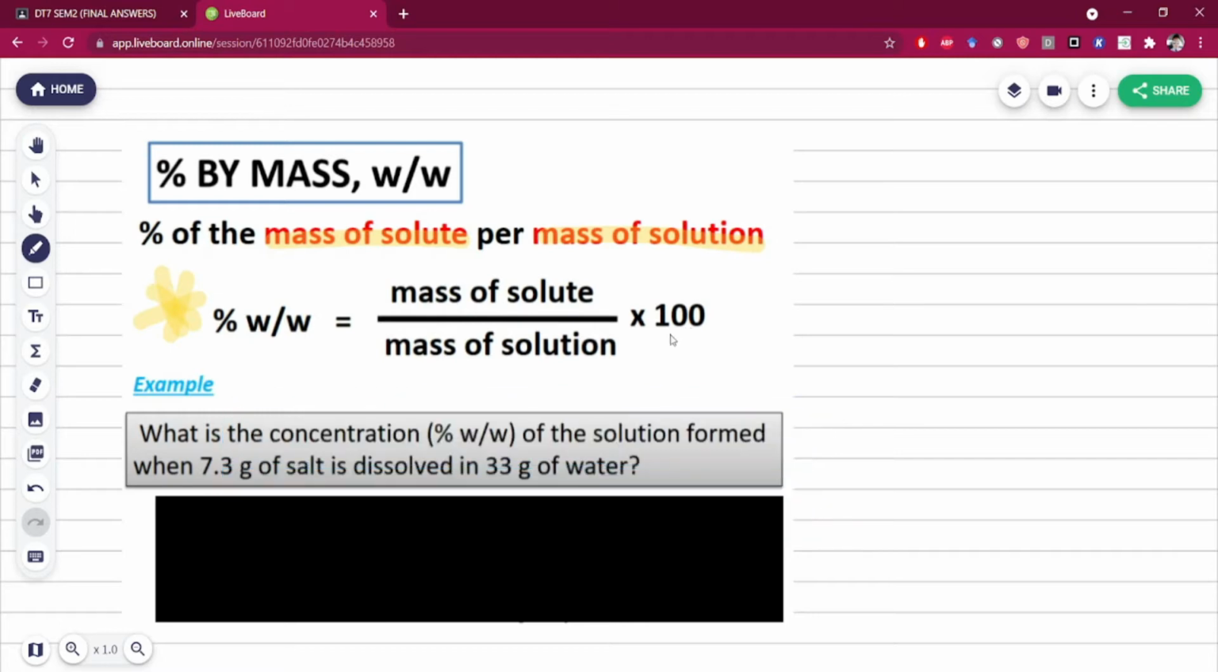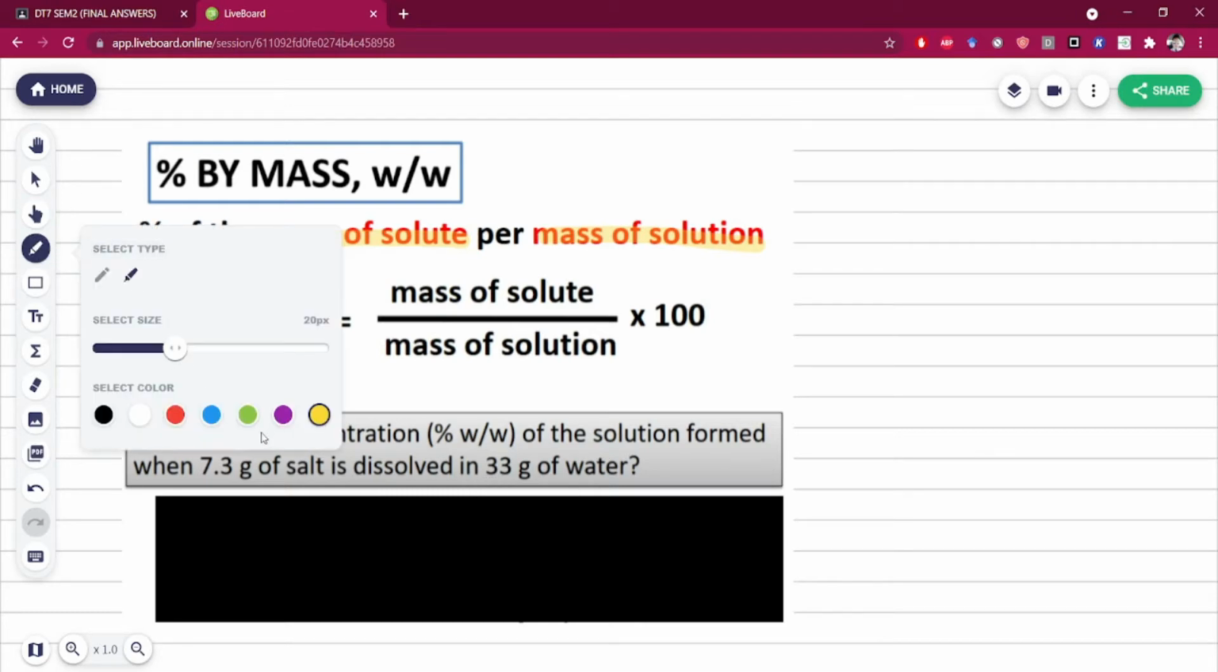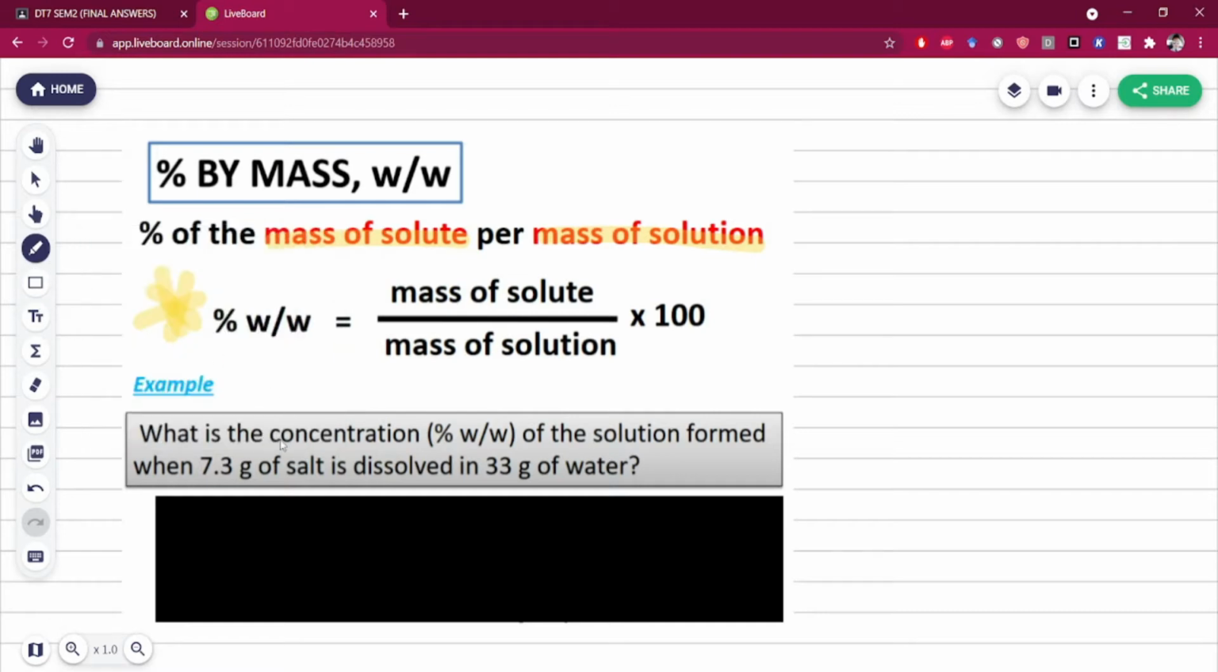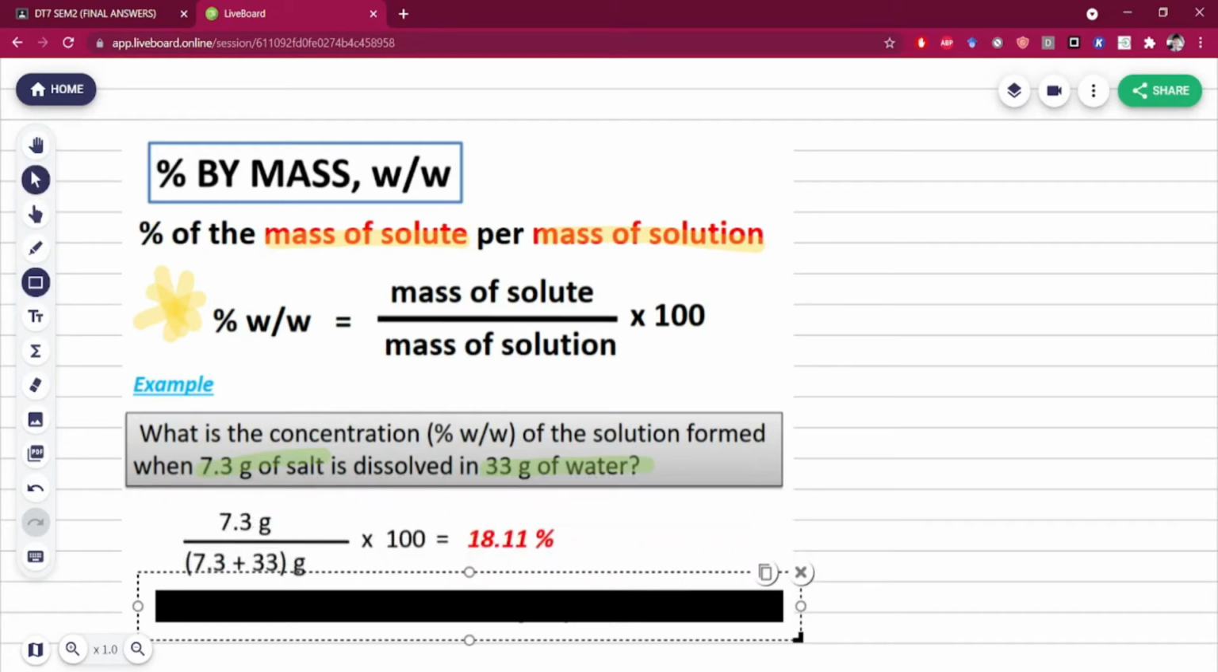Let's look at the example given. The example says: what is the concentration by mass of the solution formed when 7.3 grams of salt is dissolved in 33 grams of water? So we have very important information given to you here. You have salt and water. So the solution will look like this.